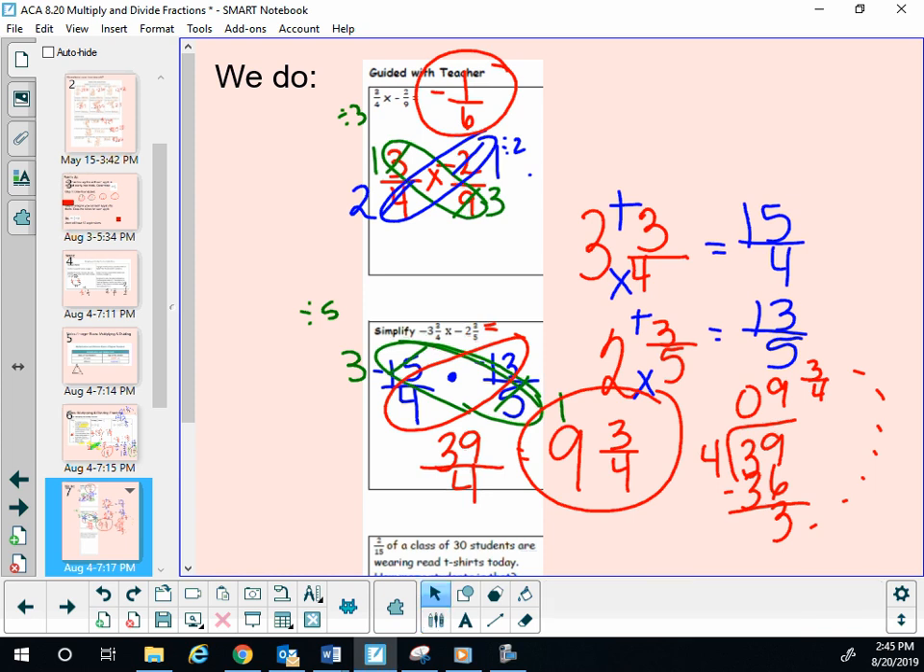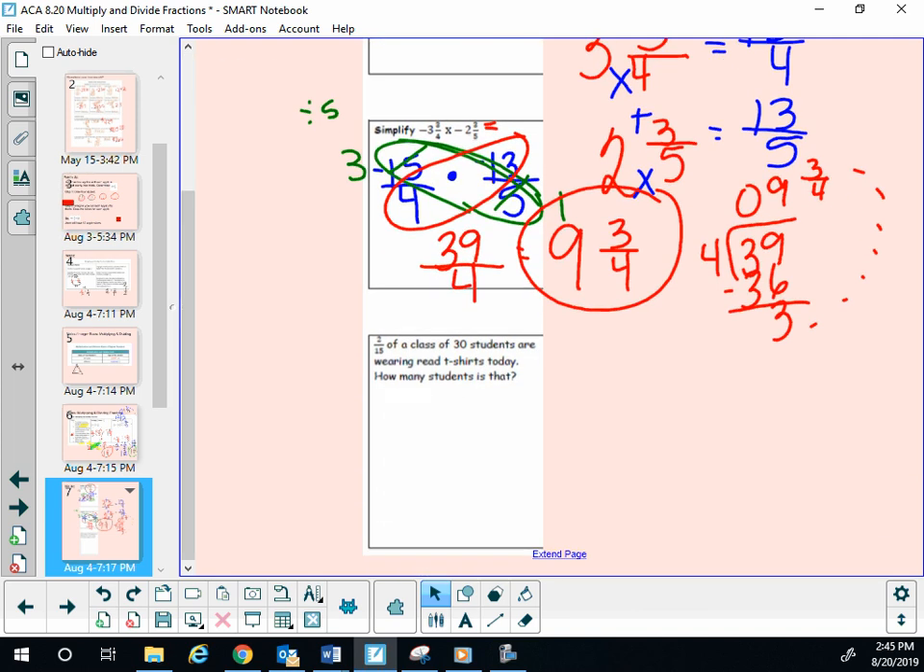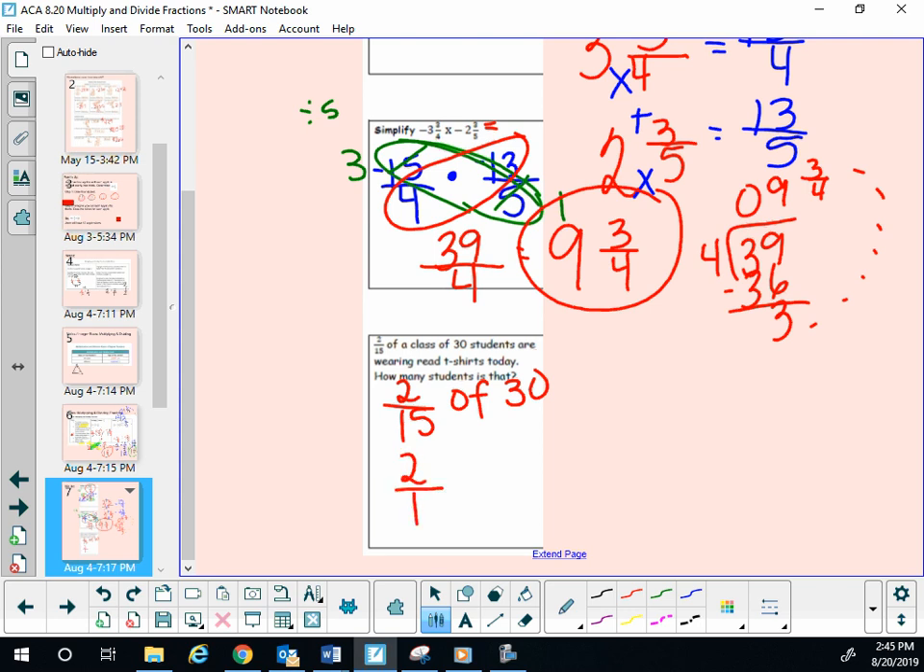Our last problem that we're doing as a class is a short word problem. Any volunteers to read it? Go ahead. Two-fifteenths of a class of 30 students are wearing red and green t-shirts today. How many students is that? So in this problem, we're looking for 2/15 of 30. What does that mean? Subtract, multiply, or divide? Multiply. So I'm going to rewrite 2/15 times 30 over 1.